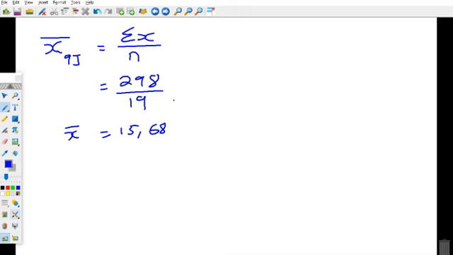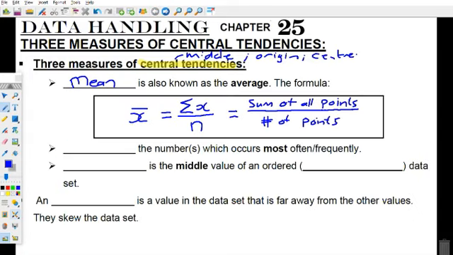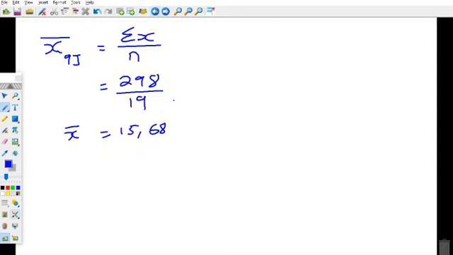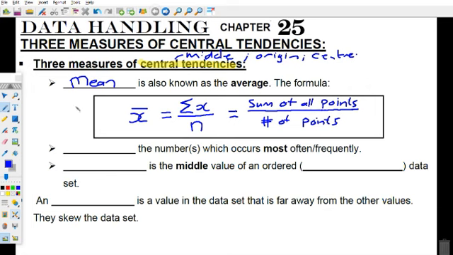So I'm just going to ignore that comment. Now when we have a look at the next part, we found in our class that the average was 15.68.